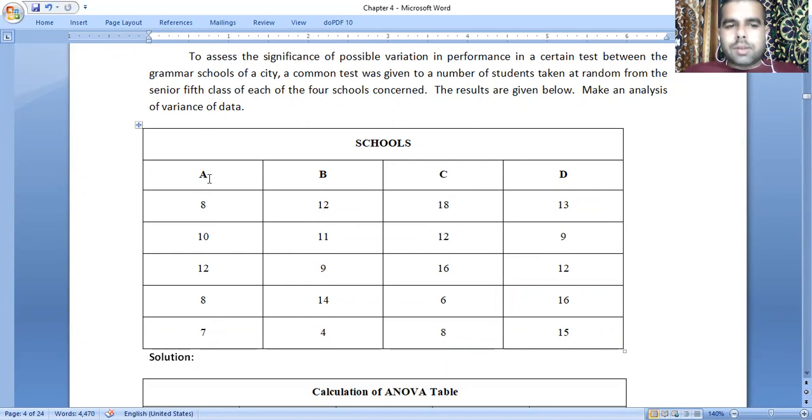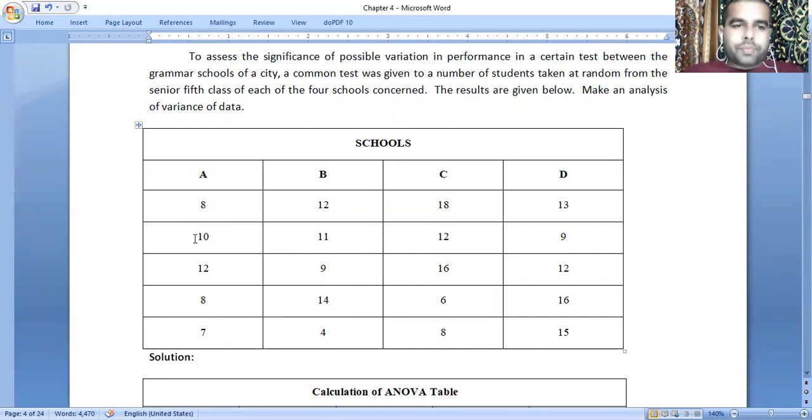How many values are there in school A? How many samples have they taken? From 4 schools they have taken 5 values: 1, 2, 3, 4, 5. In the same way they have taken from school B also: 12, 11, 9, 14, 4. See, 5 values and 5 values, equal values are there. Again here 5 values, here 5 values, equal values are there.